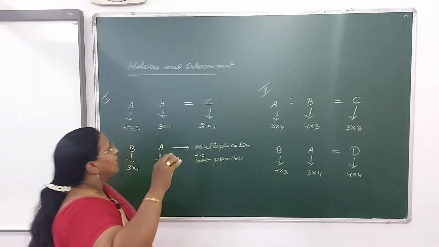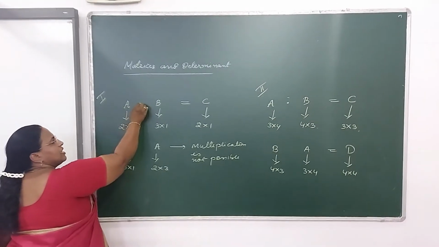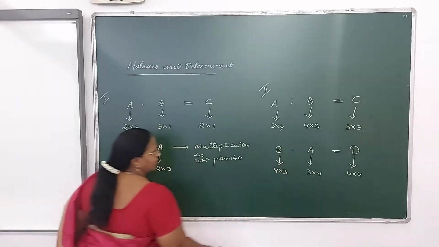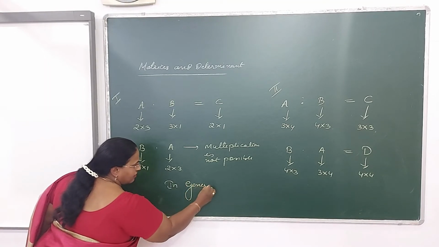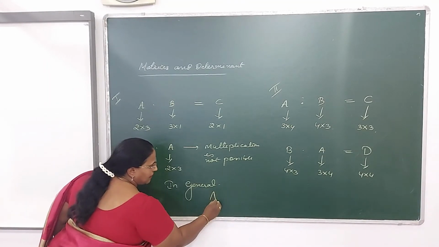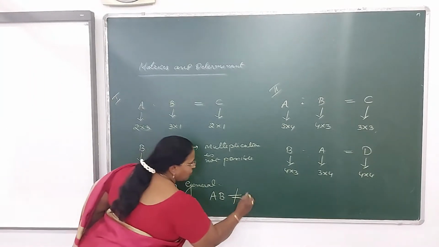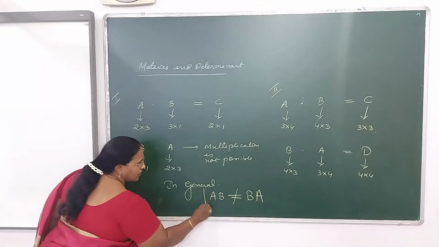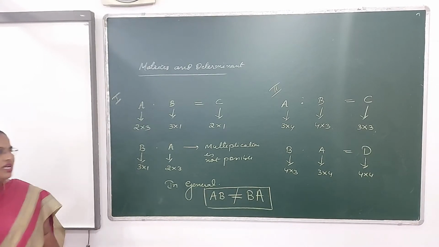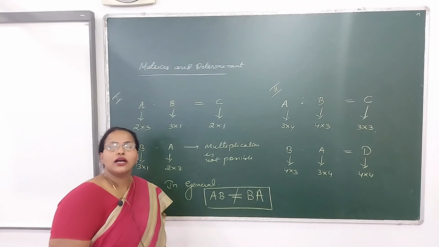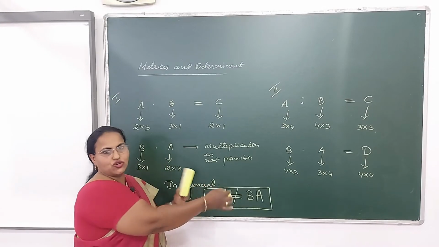Now here you see, understanding both the cases, we reach the conclusion that in general, matrix multiplication does not obey commutative property. I hope this example is clear to all.